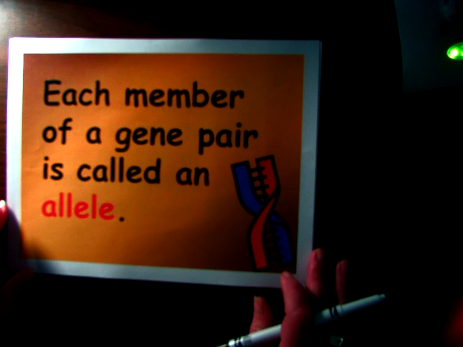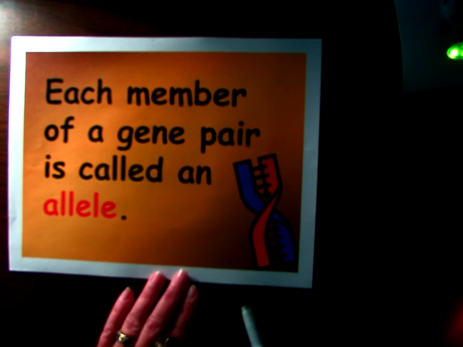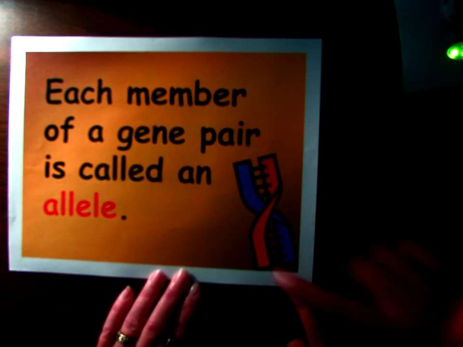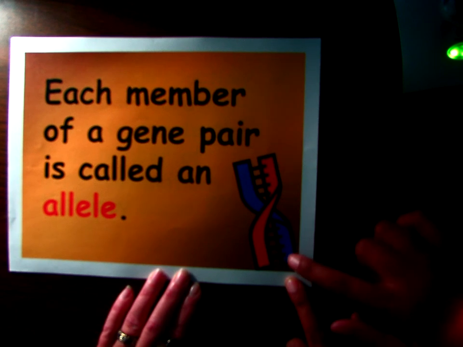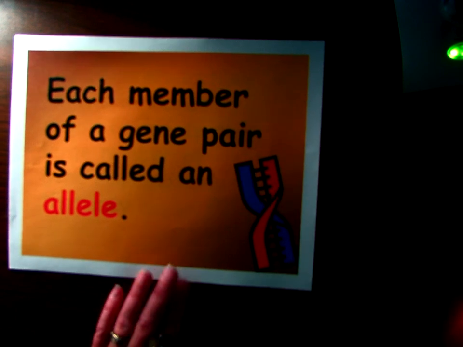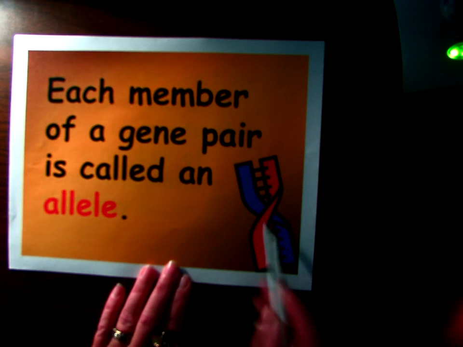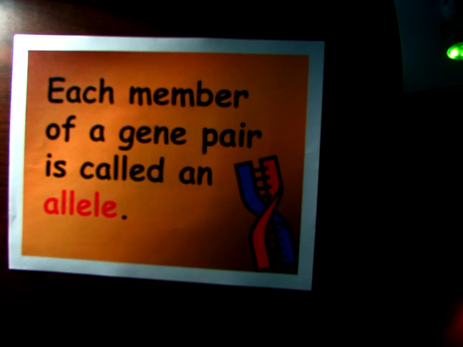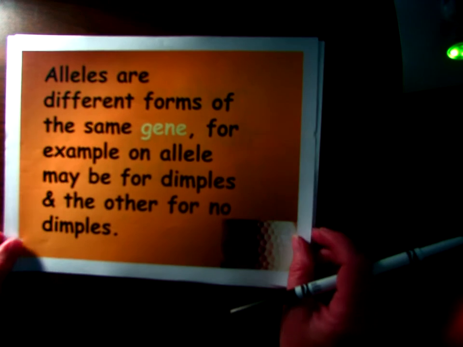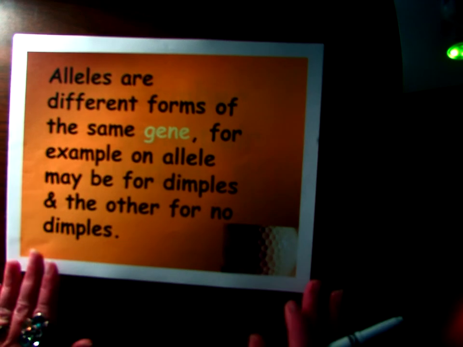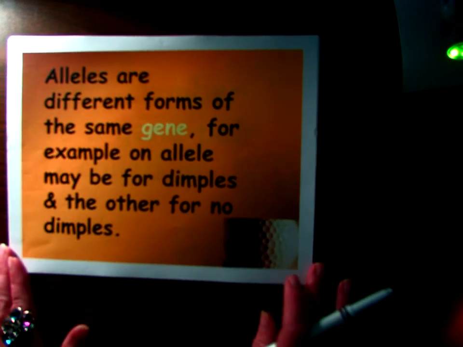Each member of a gene pair is called an allele. The picture you see here is a chromosome. An allele is one section of it. So this one actually has two different alleles, this one and this one. These are your alleles, red and blue on that one. It's visual. Alleles are different forms of the same gene.